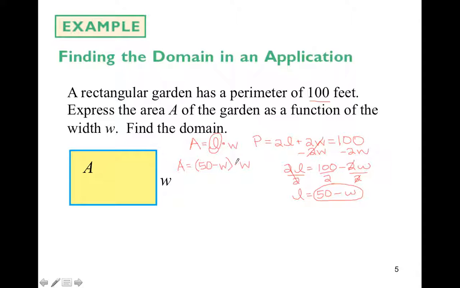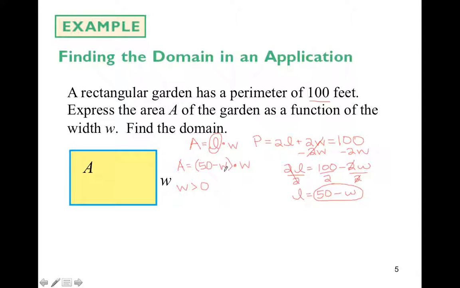I need to figure out what values I'm allowed to have for W. So first of all, just think about a rectangle. If you have the width of a rectangle, it can't be negative. It can't be 0 or it wouldn't be a shape. So we need our W to at least be greater than 0. Okay, now can it be anything greater than 0? Well, let's think about what numbers we could plug in right here.